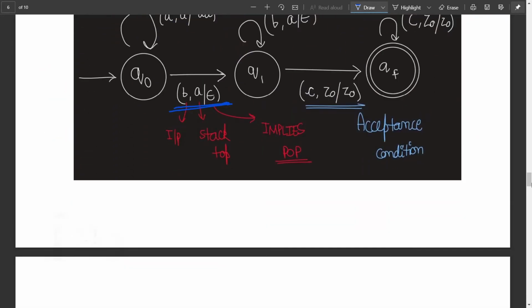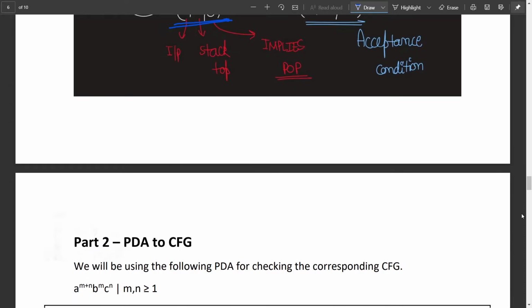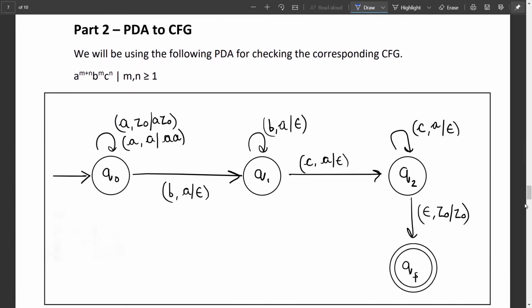Now we'll do the opposite. That was part 2 of the video. So just give me a second. Yes, so part 2 is PDA to CFG.